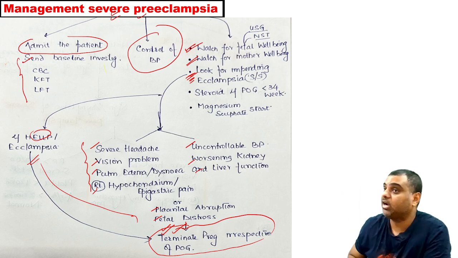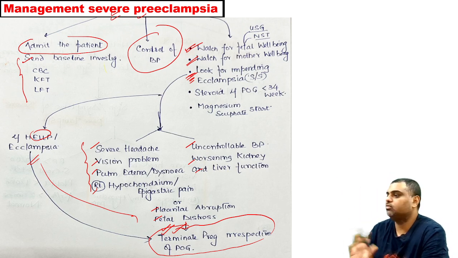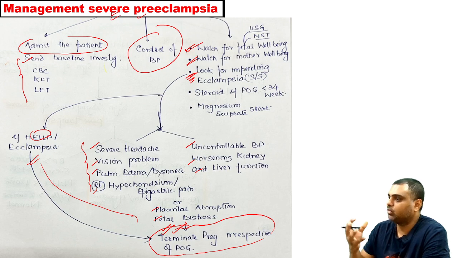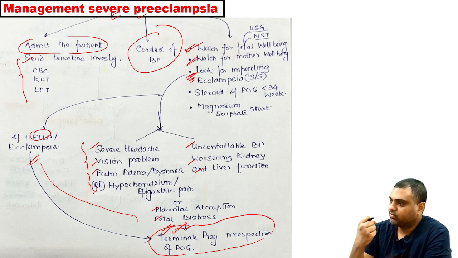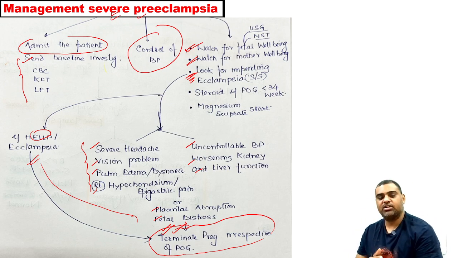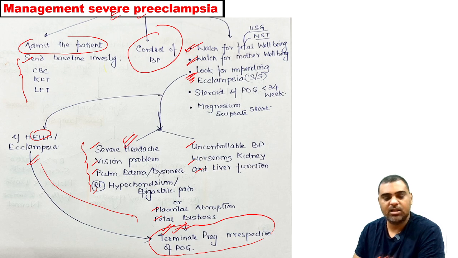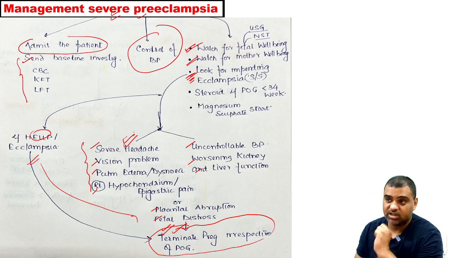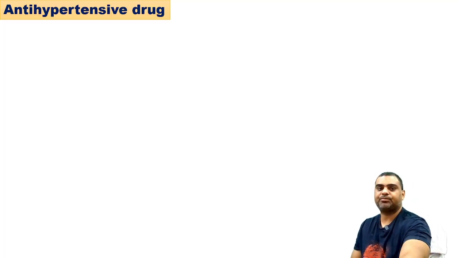But in a lady of mild preeclampsia having severe headache, you will not terminate. You will admit the patient. You will try to control the headache. You will give MgSO4, you will give steroid, you will try painkillers and everything. So, okay, this is the difference. Symptoms remain the same, but the background is different. That is what is written in Williams Obstetrics.